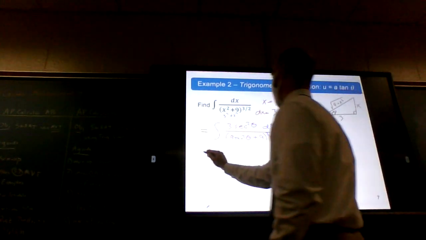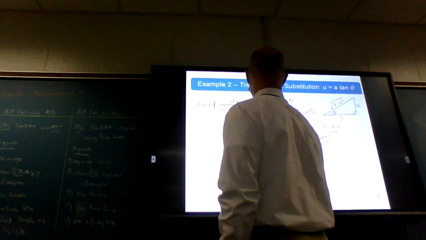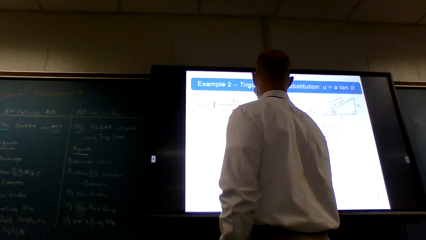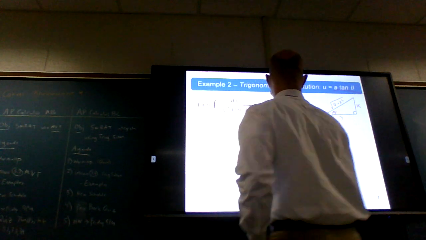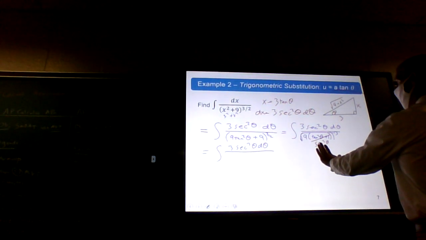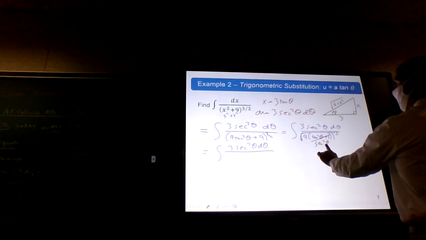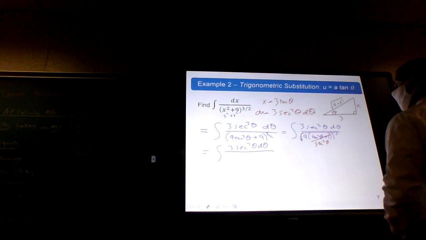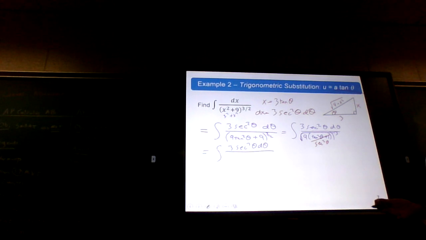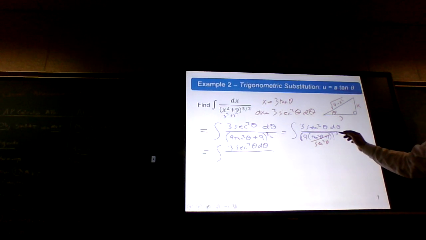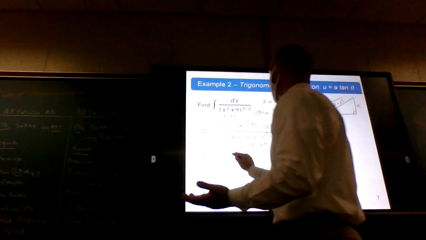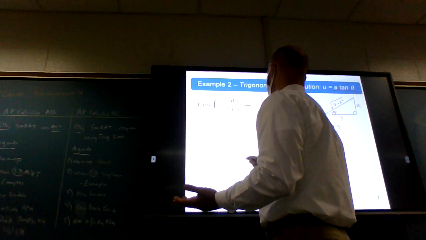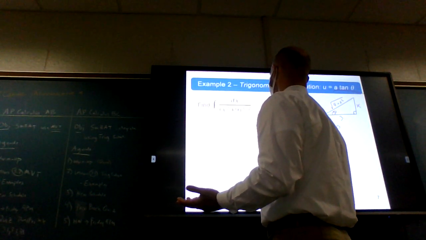So we get the integral of 3 secant squared theta d theta. Okay, now, what will be the square root of 9 secant squared theta? It'd be 3 secant, right? But then we got to take that to the third, right? So what's 3 to the third? 27. And then it'll be secant cubed theta.